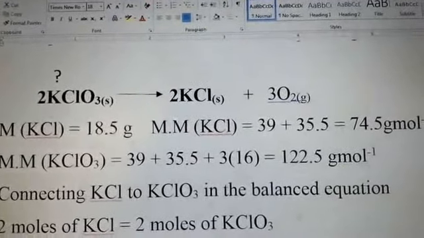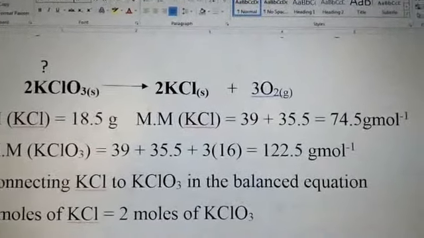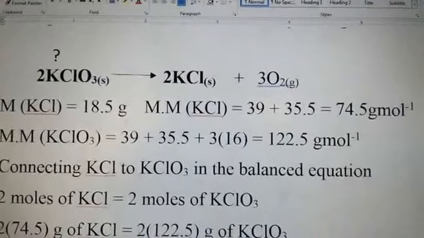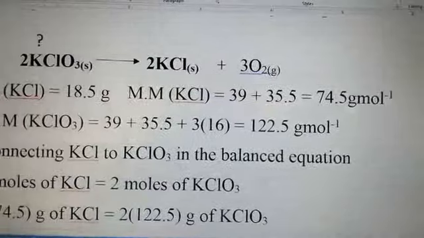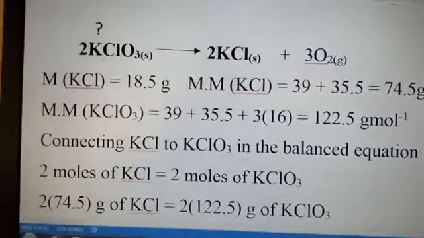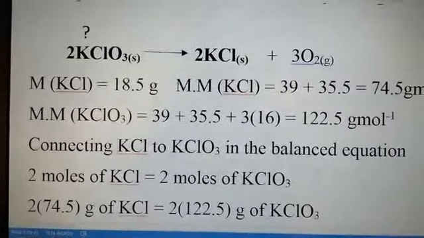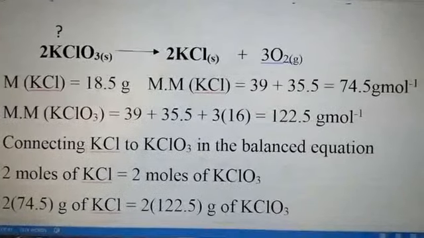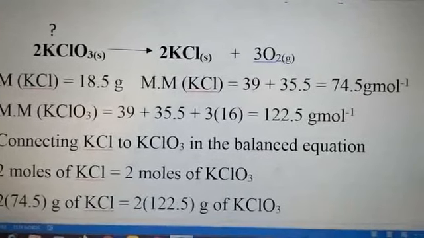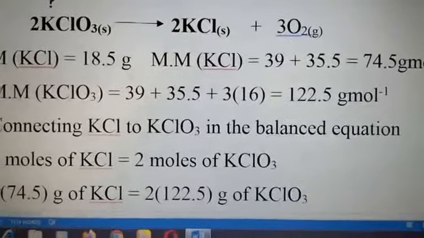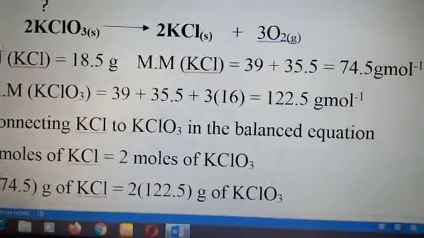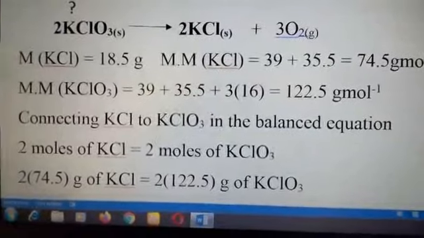We'll find its molar mass by adding the atomic mass of potassium, 39, and chlorine, 35.5, and that gives us 74.5 gram per mole. Then the molar mass of the unknown substance, KClO3, is calculated. Potassium is 39, chlorine 35.5, oxygen is 16 multiplied by 3 because of 3 atoms there. If you add everything together, you're going to have 122.5 gram per mole.